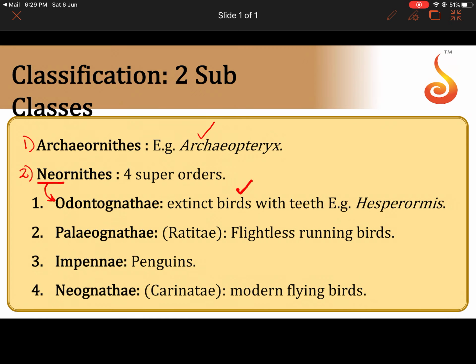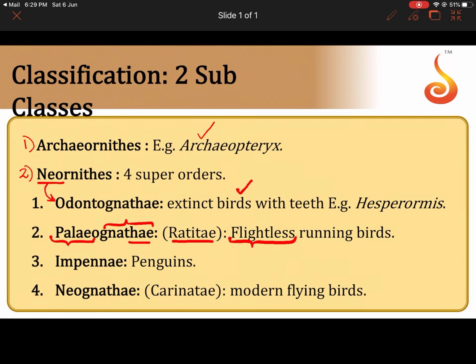And you have all the flightless running birds like the ostrich and the emu, and these birds belong to a group called Ratitae, which are put under a superorder which comes under Neornithes, that is called Paleognathae. Paleo meaning primitive and gnathae meaning jawed, meaning their jaws are primitive in their structure. They bear some of the reptilian features as well.